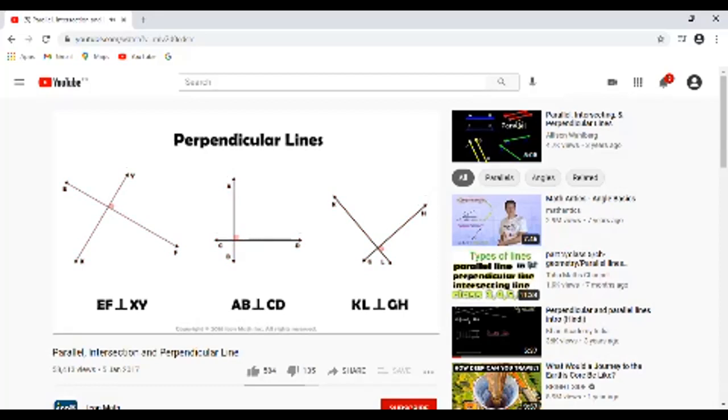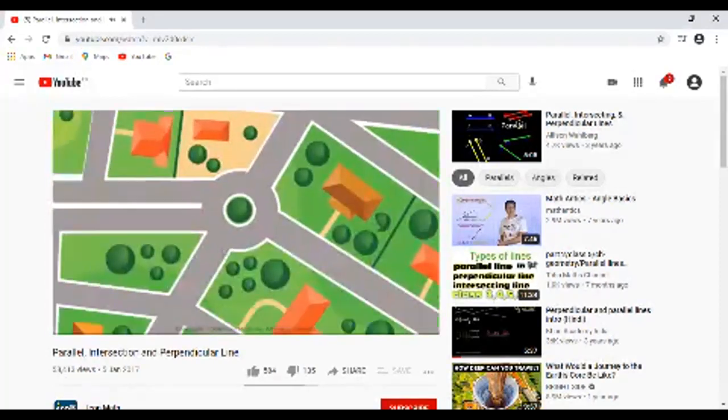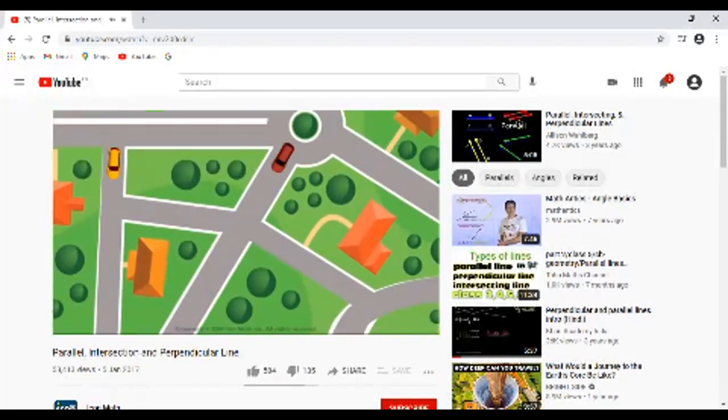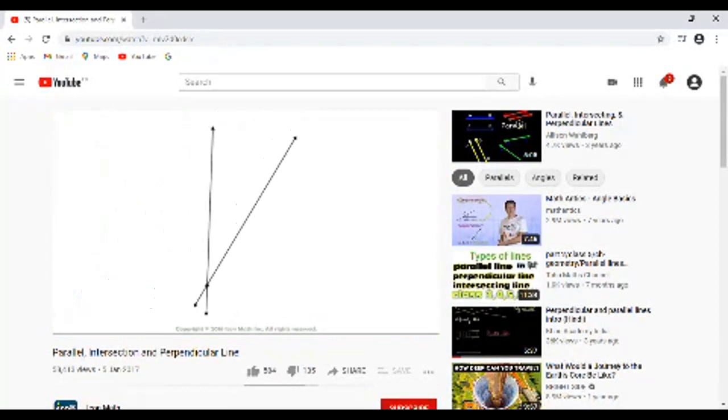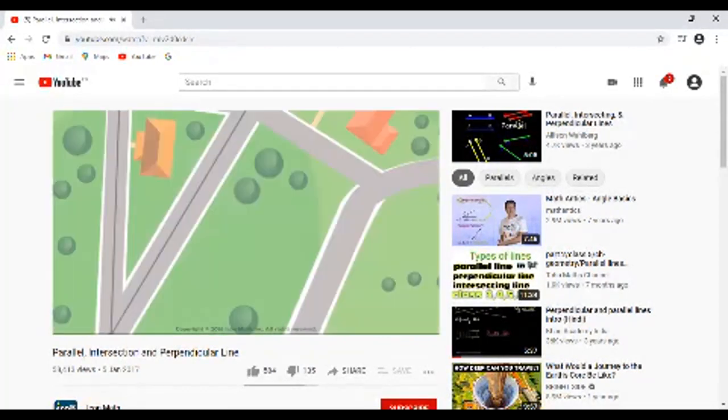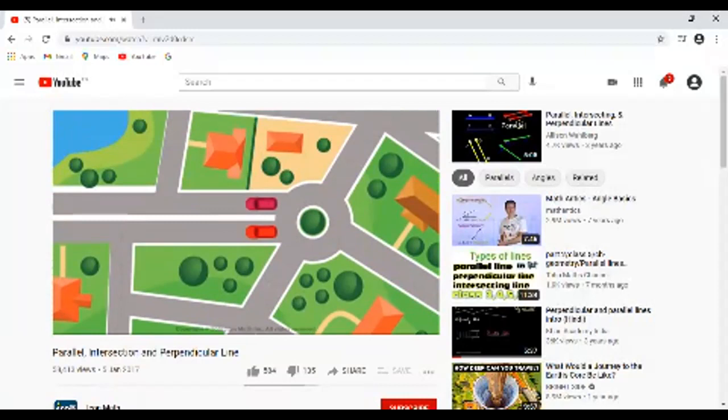But do all lines intersect? Let's see. Assuming that these two cars are moving as follows, the lines representing their movement don't intersect on our screen. But if we extend them, we will see that they meet at some point. Let's go back to our image. Now what about those two cars? The lines representing their movement don't appear to intersect at any point, even if we keep going.